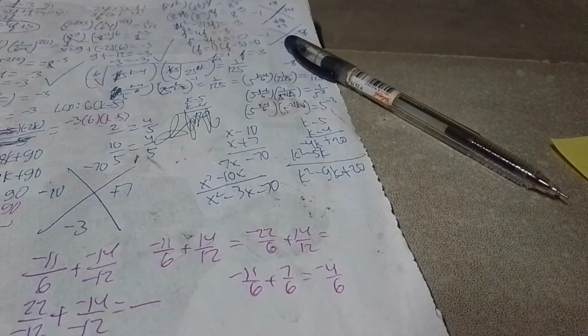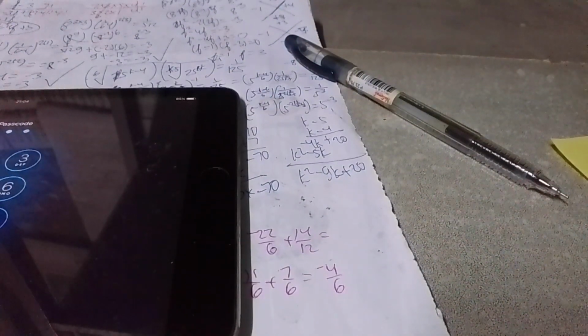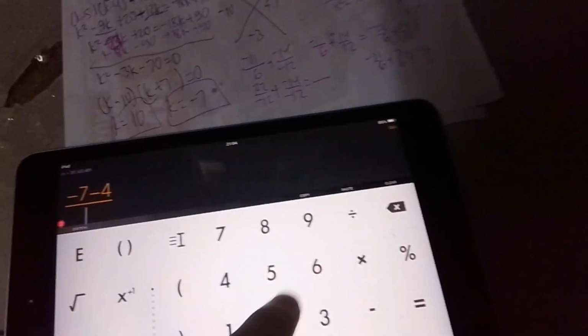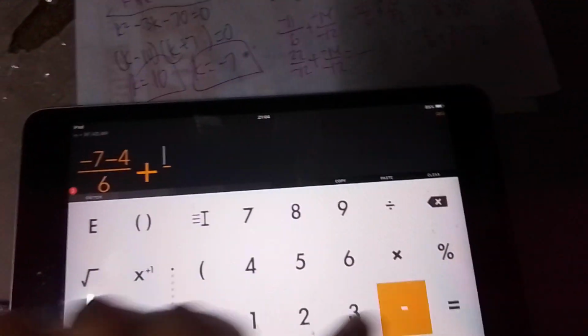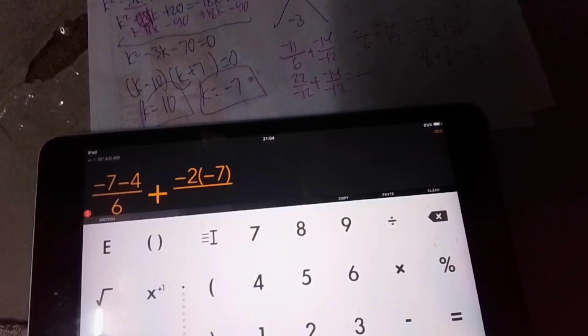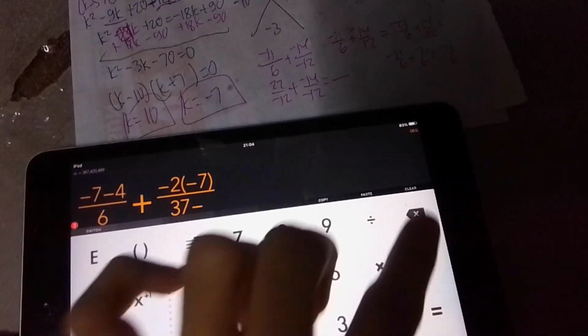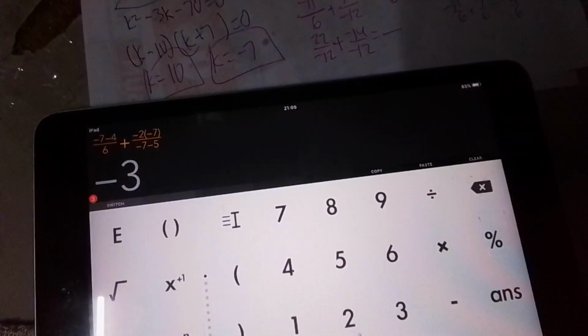But never mind. I think it may not be the right answer. But the 10 is correct. Okay, let's just double check on my calculator. So if I were to double check, it goes like this. In my rational equation, we have negative 7, that's k, minus 4 divided by 6, and plus negative 2 times 7 over negative 7 minus. Right, we're supposed to get negative 3.